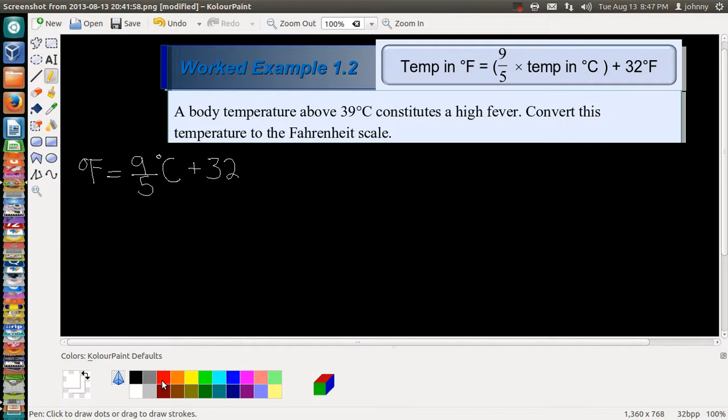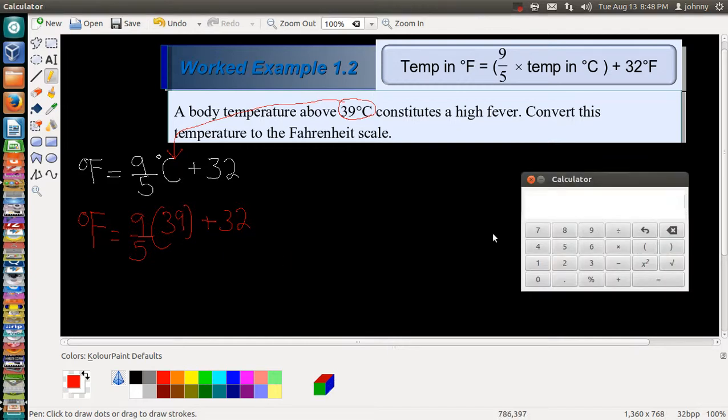Alright, so anyway, all that we're going to do is make sure that we realize that this 39 degrees Celsius will go into this part of the problem. So basically what that will do is give us degrees Fahrenheit equals 9/5 times 39 plus 32. Okay, all we need now is a handy dandy calculator, and we will punch it in.